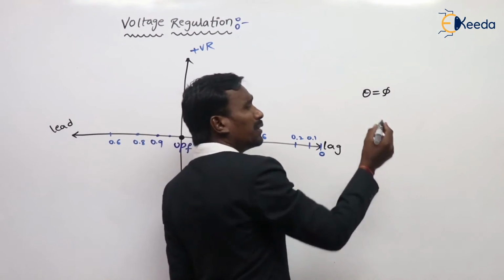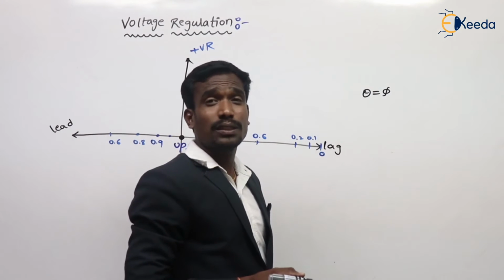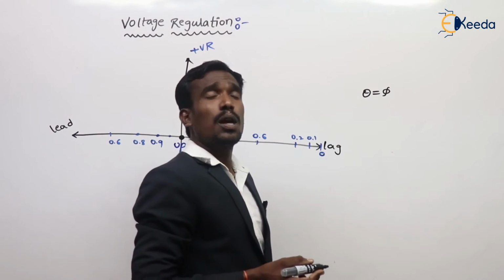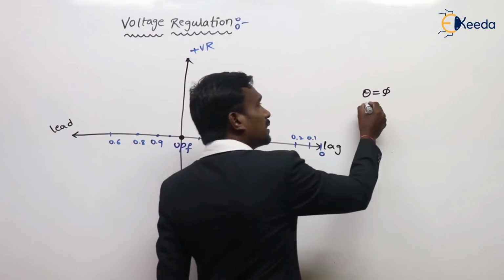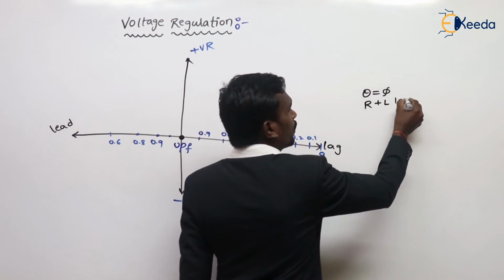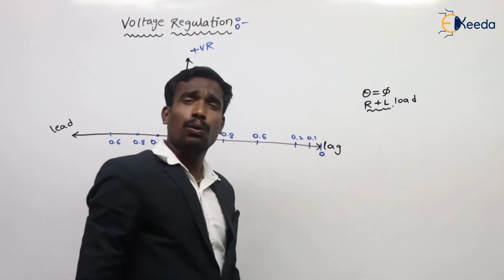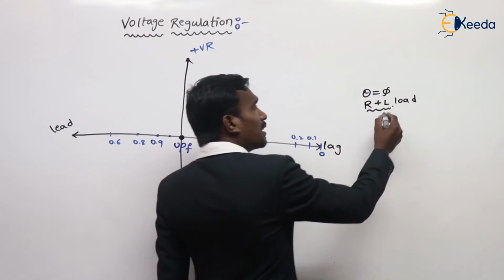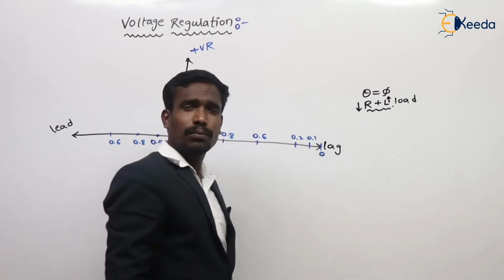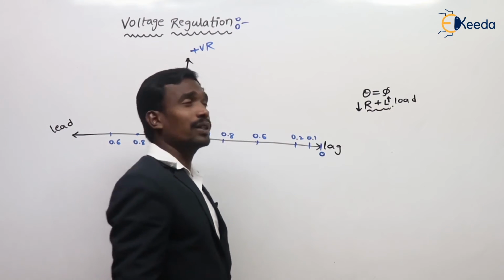Generally, pure resistive load is not possible. Pure inductive load also may not be possible. So pure inductive load is not possible. That's why lagging load is nothing but R plus L load. In R plus L load, we can get the maximum voltage regulation. But here, the L value is maximum and the resistive value is minimum. Then only in lagging load can we get the maximum voltage regulation.